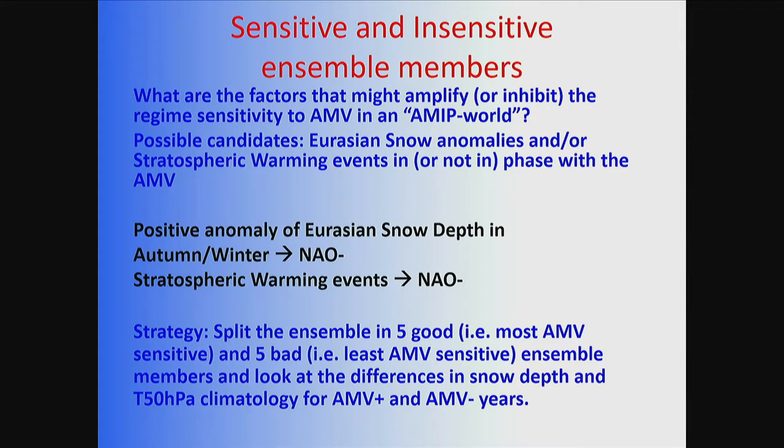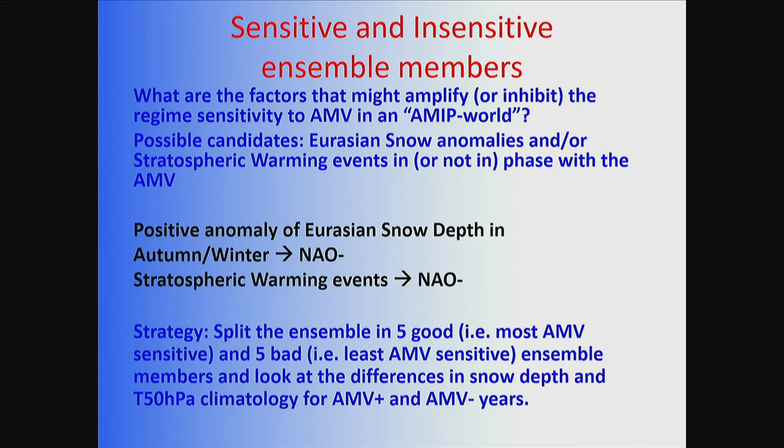temperature in the stratosphere. Basically, we know that stratospheric warming events can lead to NAO negative. So if we have more stratospheric warming events during a period in which also from SSTs we have a push towards NAO minus, then we can amplify the signal, or the other way around.